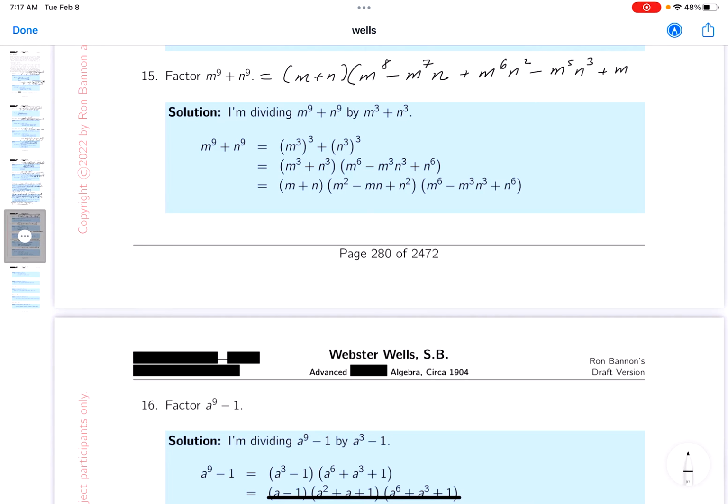All right, let's do the next one. Plus m4, n4. Let's keep going. I'm running out of room. Minus m cubed n5 plus m squared n6 minus m n7 plus n8. Very nice pattern.